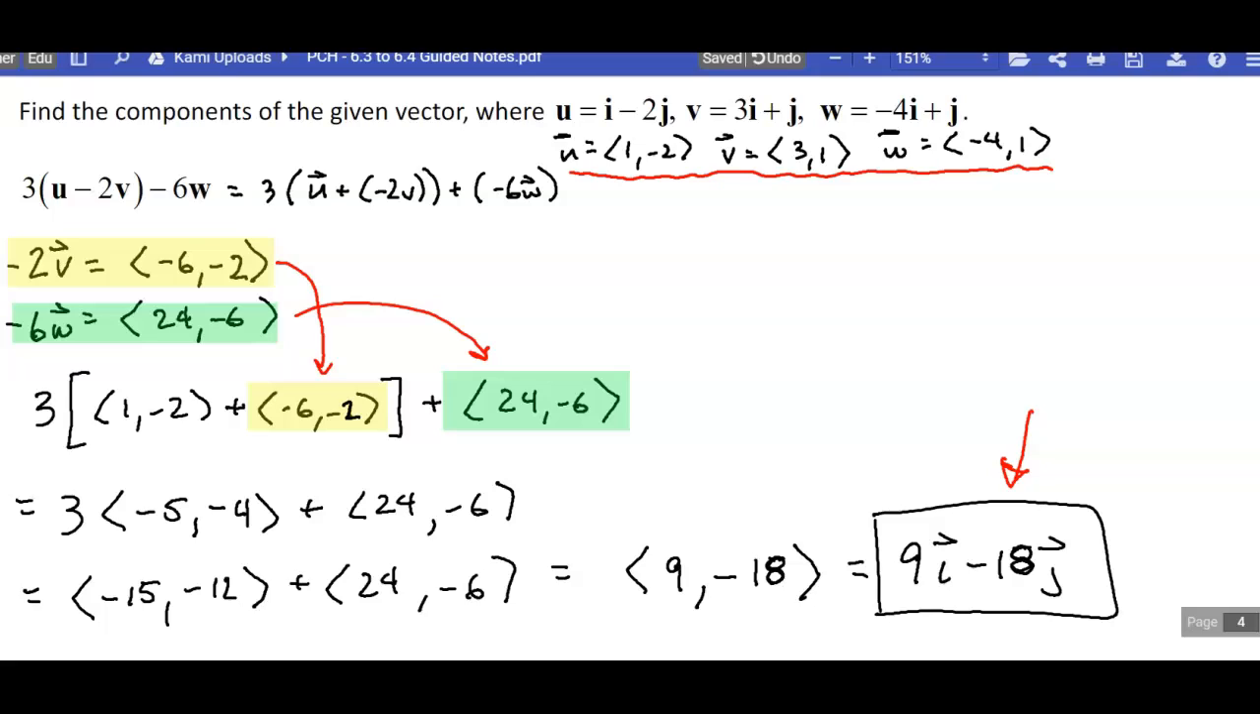And then if there are other quantities inside of this that we need to find, like the 2v and the 6w, I like to find those. So here's negative 2v, here's negative 6w, and then I can just plug in everything that I need. So I have 3 times the quantity of u plus the opposite of 2v, and then plus the opposite of 6w, and then I just go through and simplify using order of operations. And then your final answer should be 9i minus 18j.